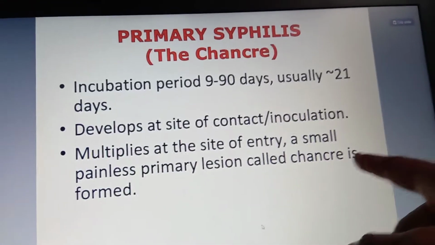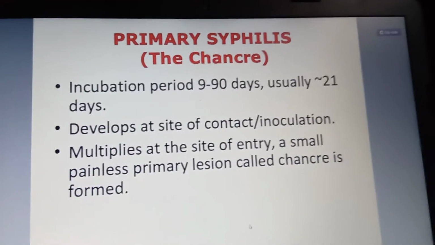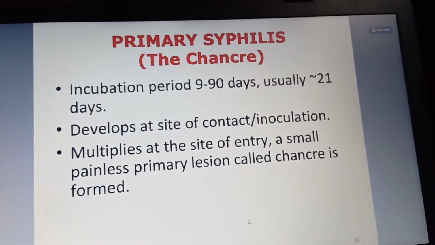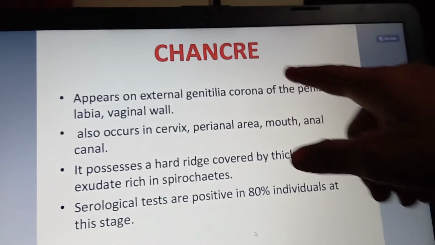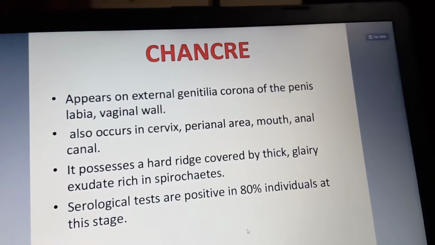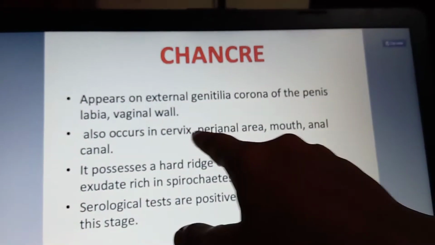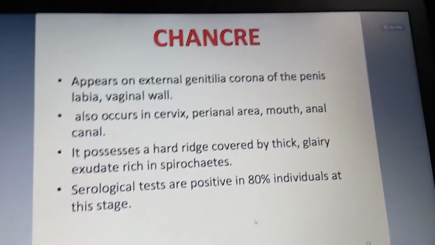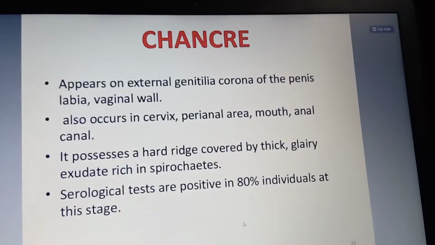At the site of entry, a small painless primary lesion called a chancre is formed. Lesion means, for example, an infection or wound-like area. That is a painless primary lesion. It is on the external genitalia, over the penis, where you can see some ulceration, and also over the cervix, perianal area, mouth or anal canal. By serological tests they identify this kind of chancre.